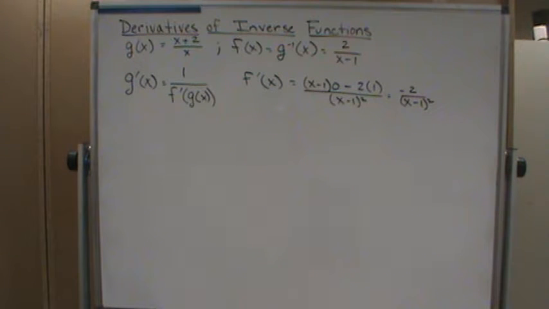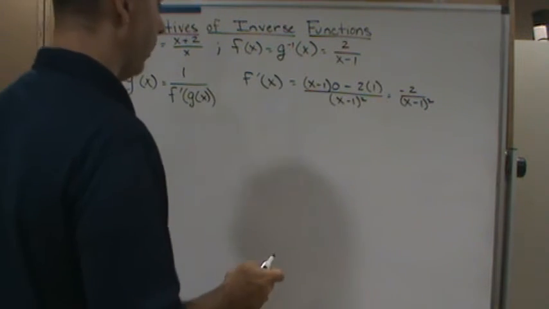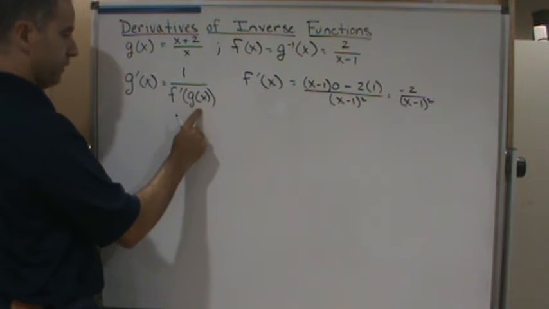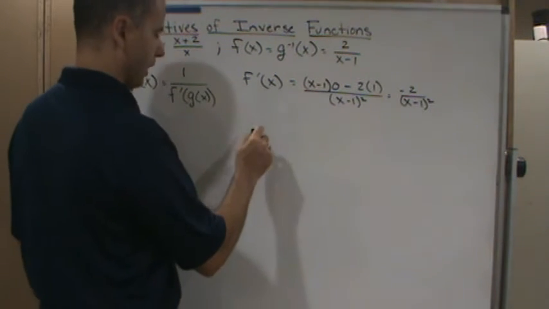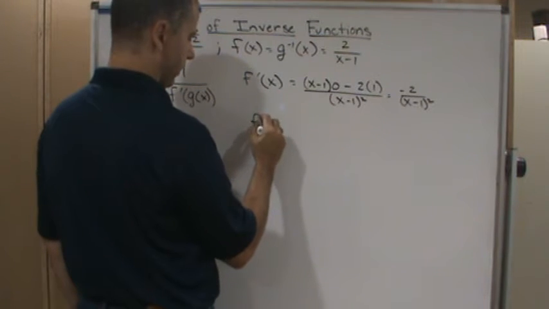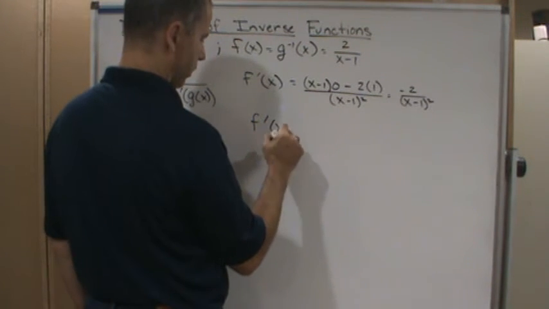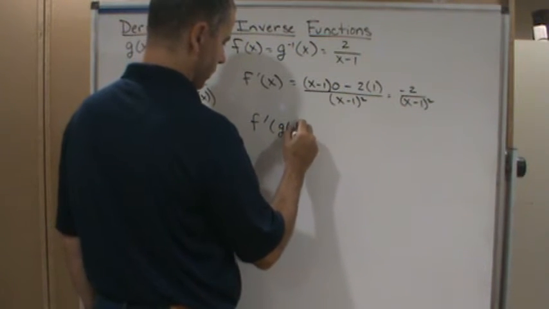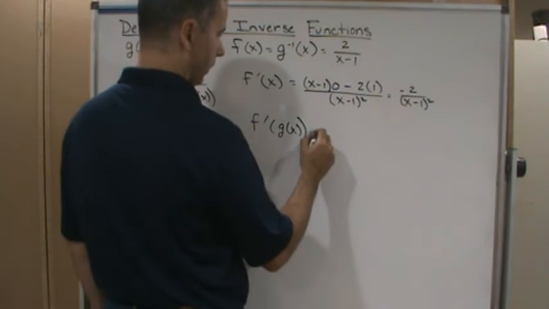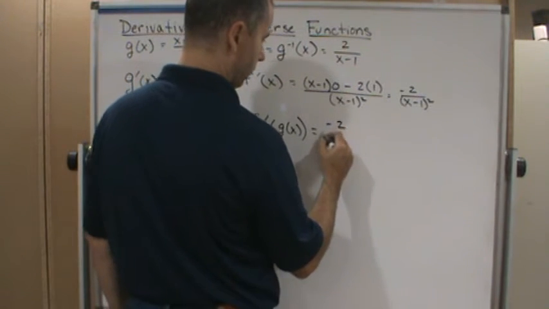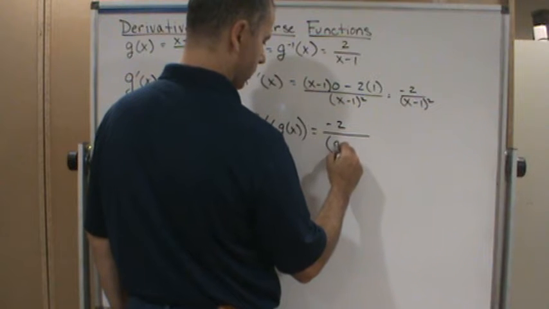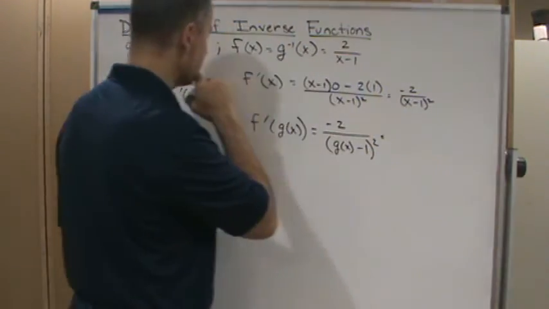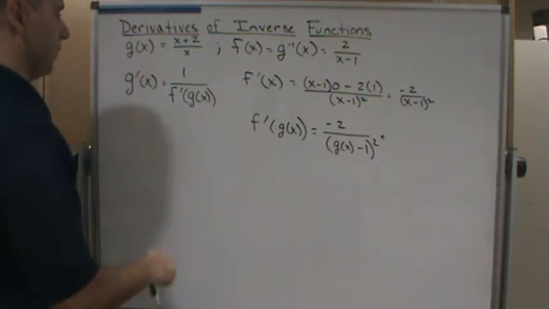Okay. So now that we have that, remember it's f prime of g of x. So now what I'm going to do is put g of x in there, right? So f prime of g of x equals -2 over g of x minus 1 quantity squared. Of course, g of x is x plus 2 over x.